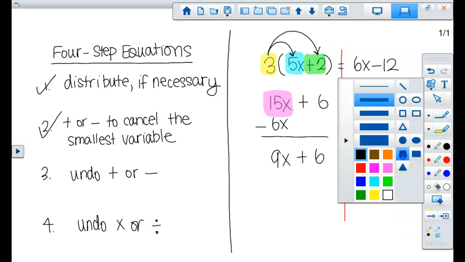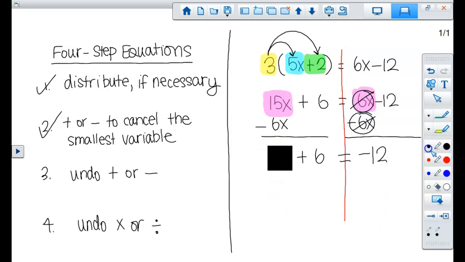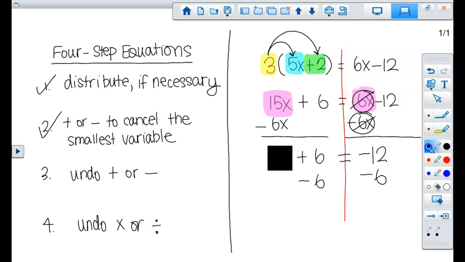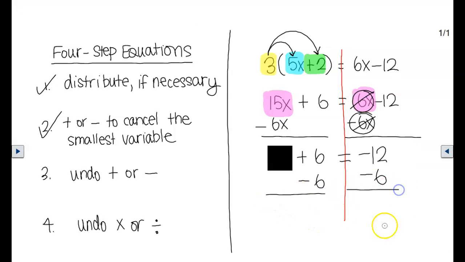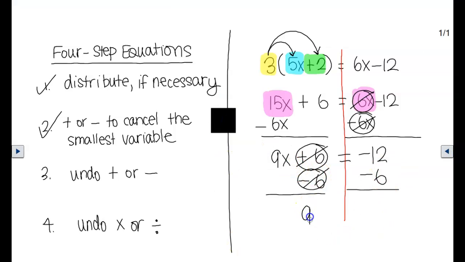As usual, this is where I'm going to cover up my variable, 9x. When I cover him up, I see that I have adding 6. So to undo that, I will subtract 6. Adding 6, subtracting 6, cancels. So now I have 9x on this side equal to negative 12 minus 6, which is a negative 18.